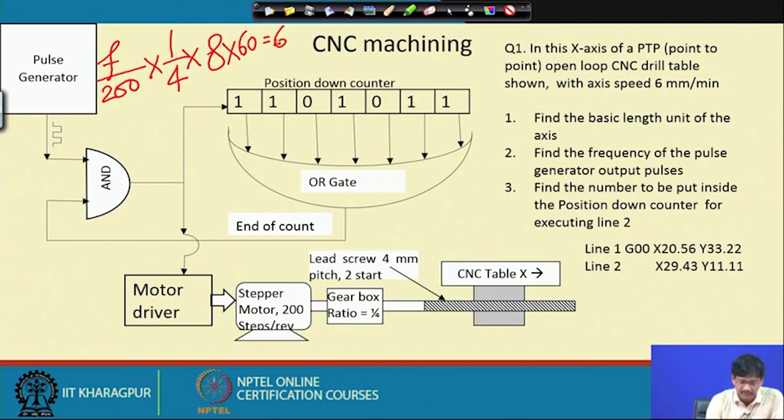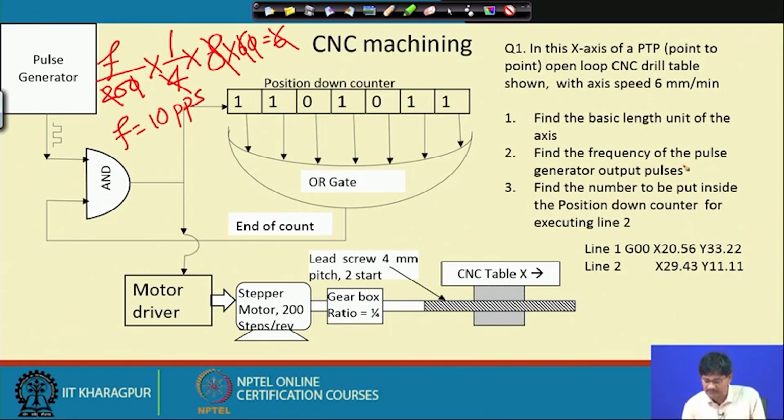Now, here what will cancel out? 6 with this 6 and this 0 with this 0, this 4 with this 8 and this 2 with the rest of 8, and therefore we will have f is equal to 10 pulses per second. So, this one is 10 pulses per second.